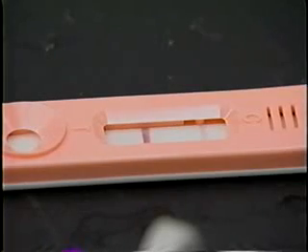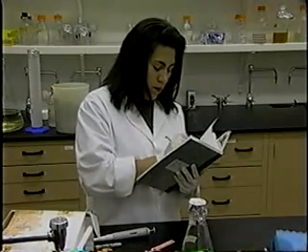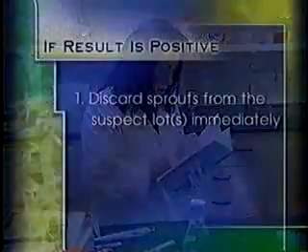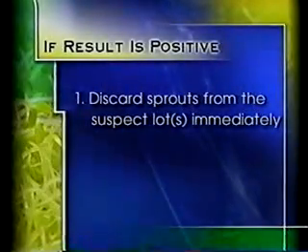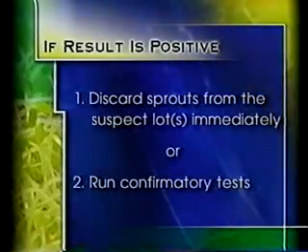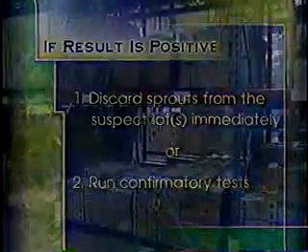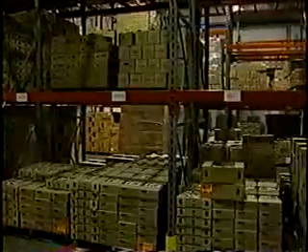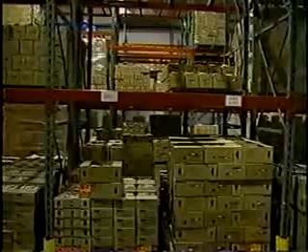If the result is positive, however, it should be assumed that the product may be contaminated and further action is necessary. The grower should decide on an action plan for dealing with positive results before a positive is found. Two options exist. The grower should either accept the results of the screening test as true and discard the sprouts from the suspect lot or lots immediately, or ask the testing laboratory to run confirmatory tests and destroy the batch only if the confirmatory tests are also positive for the presence of the pathogen. The product should be held while confirmatory testing is completed. Product with a positive screening test should not be shipped until confirmatory testing has been completed.